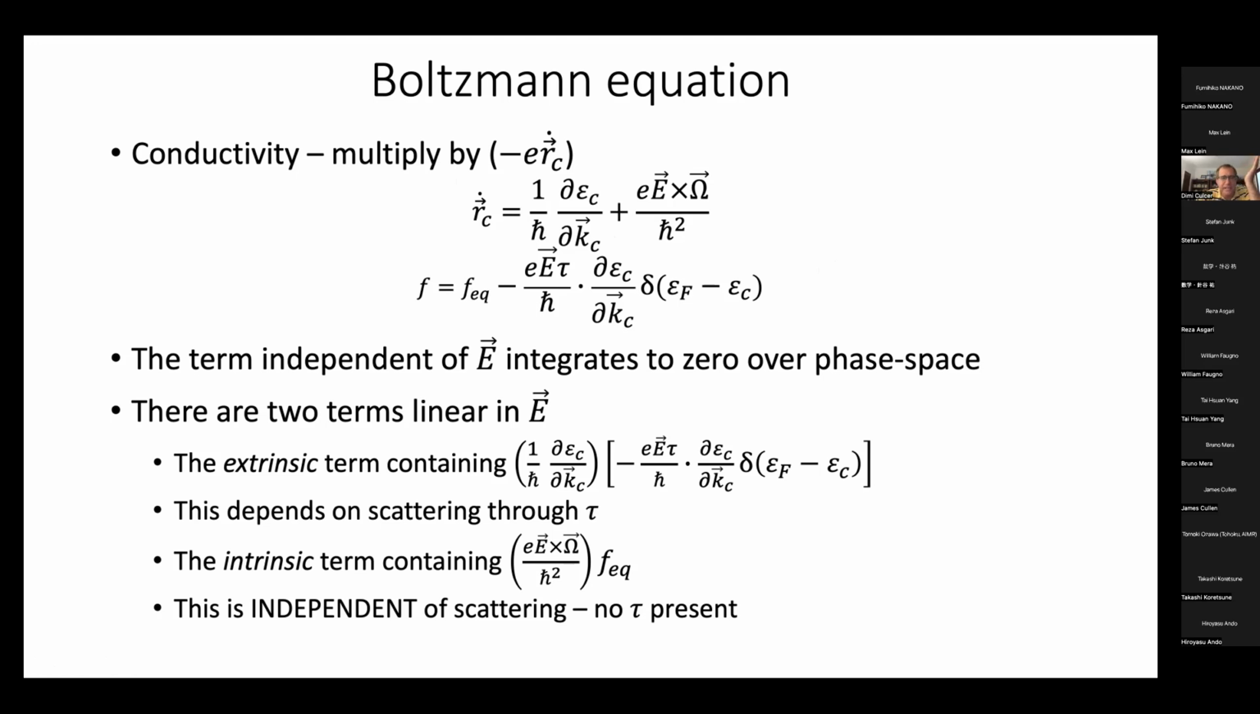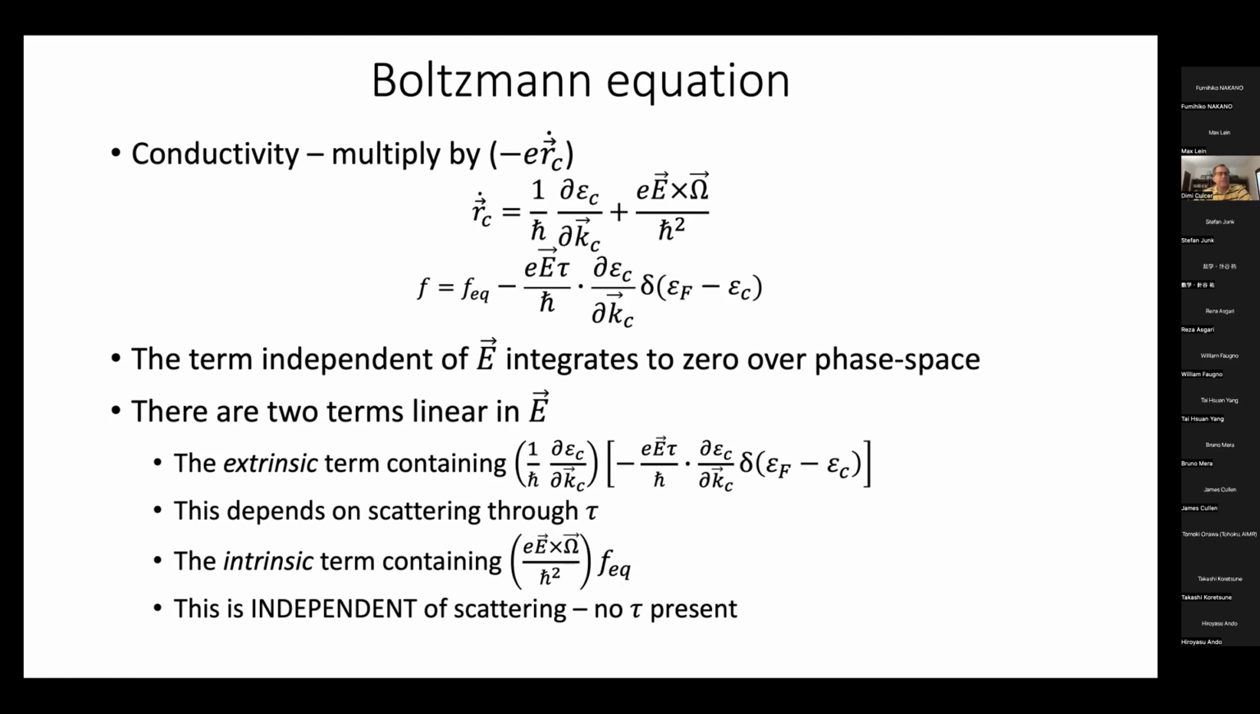That will give you the standard ne²τ/m. And there is this other term, which contains the Berry curvature. Because I already have an electric field factor in here, I have to multiply by the equilibrium distribution. Again, this is an artifact of the way that the theory is constructed and the way that we're doing perturbation theory. This term is independent of scattering, and it gives some contribution that doesn't contain τ. Okay, so it can be evaluated.